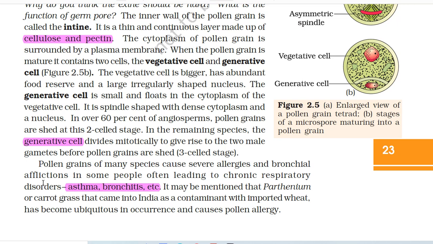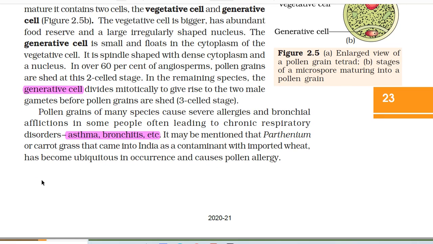In over 60% of angiosperms, pollen grains are shed at this two-celled stage. In the remaining species, the generative cell divides mitotically to give rise to the two male gametes before pollen grains are shed (in brackets, three-celled stage).